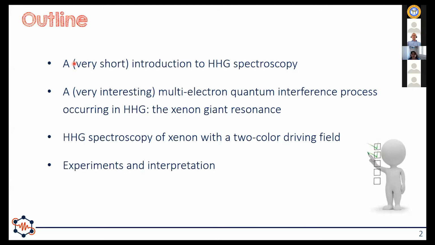I will give a very short introduction to harmonic spectroscopy. I think probably all of you are familiar with this, but I will just revise a few concepts. Then I will show you the system we were interested in studying, which is xenon, and in particular the giant resonance in xenon, and some results that we got by applying two-color harmonic spectroscopy in this system with our experimental results and the interpretation, or at least the struggle we are having in interpreting these results.